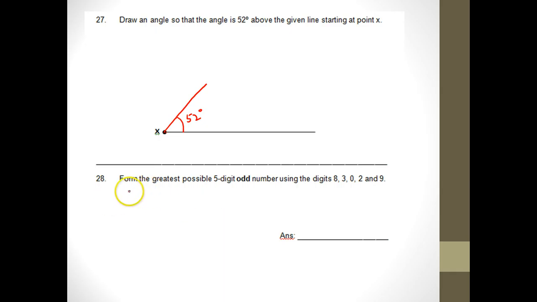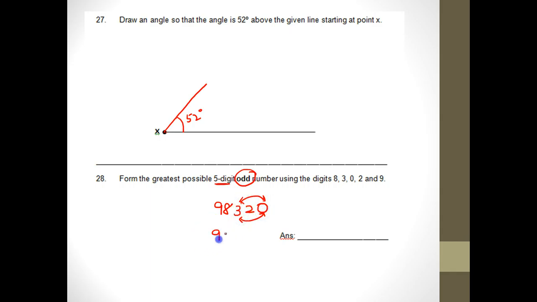Question 28. Form the greatest 5-digit odd number. So I know it must be an odd number. Let's look at forming the greatest number first. I start with 9, followed by 8, followed by 3, followed by 2, and followed by 0. This is an even number. So I need an odd number. 3 is the odd number, so I need to exchange these 2 digits.